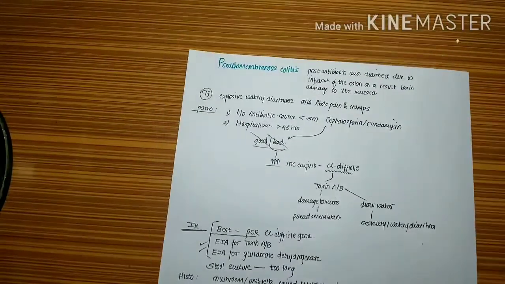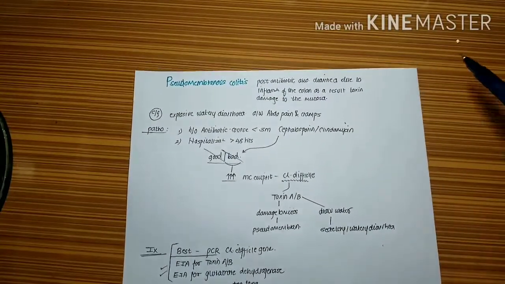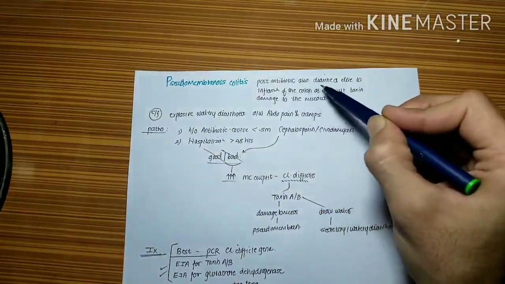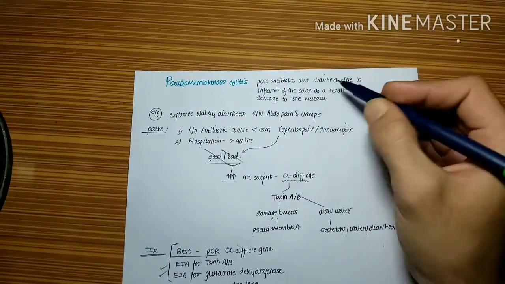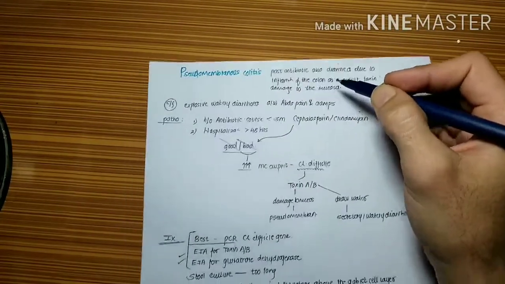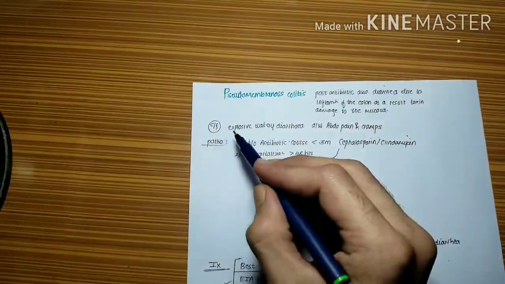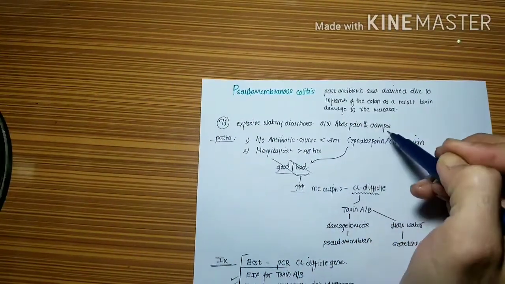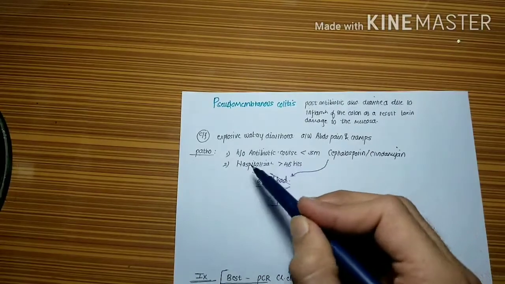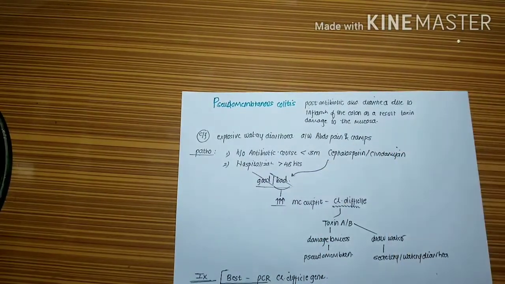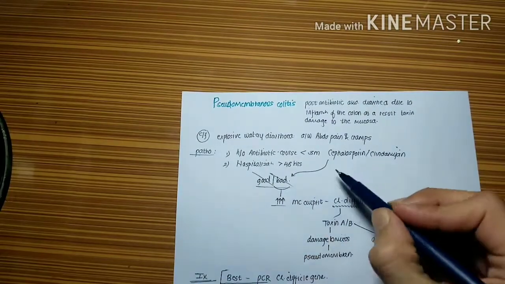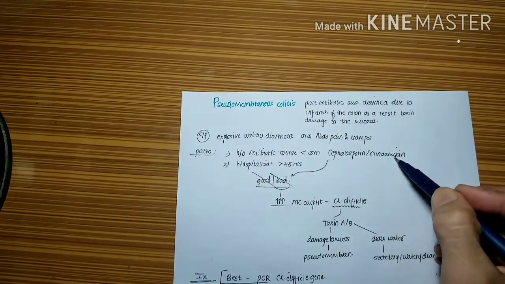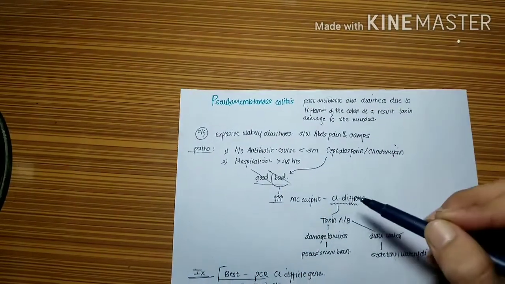So that's all about pseudomembranous colitis. We'll just have a recap. Pseudomembranous colitis is a post-antibiotic associated diarrhea due to toxin insult from the Clostridium difficile overproliferation, and the clinical features would be explosive watery diarrhea associated with abdominal pain and cramps. The pathology would be a history of antibiotic course within a span of 3 months, or hospitalization for more than 48 hours. And the most common antibiotics are cephalosporin and clindamycin, which have a propensity to cause this disease.